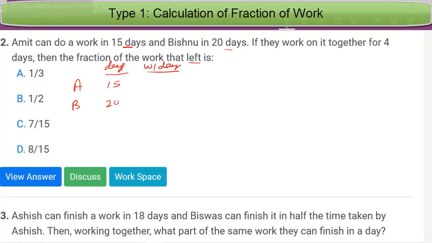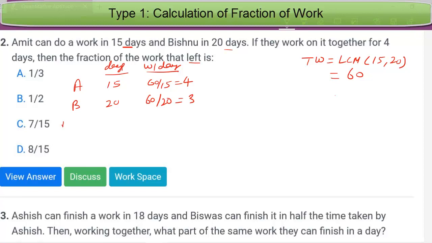This is a method which we can say the LCM method. That means we have to assume the total work as the LCM of 15 and 20. If we do this, then the calculation will be a lot easier. So we will be applying this method in almost all questions. So once you assume the total work as LCM of this, that comes out to be 60. So work per day will be 60 by 15, that is 4 for A, that means Amit, and work per day for Bishnu will be 60 by 20, that is 3.